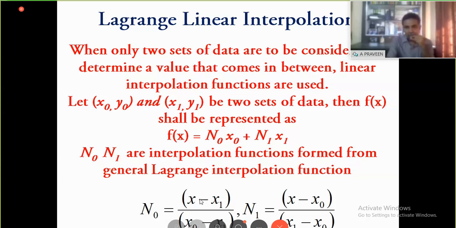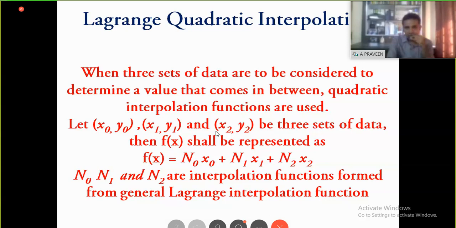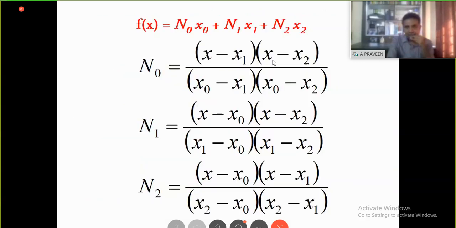In the earlier linear case, it was only one term, x minus x1 over x0 minus x1. Now the first interpolation function will have x minus x2 also included, and x0 minus x2 also included. For the next one, N1, you have x minus x0 and x minus x2, and in the denominator x1 minus x0 and x1 minus x2. Similarly for N2, x0 and x1 occupy the numerator, and x2 makes the value go to 1.